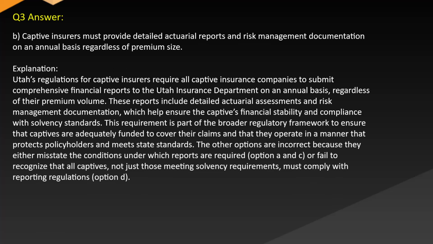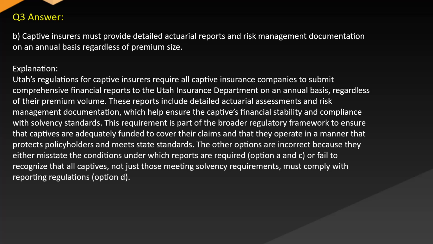Answer: B. Captive insurers must provide detailed actuarial reports and risk management documentation on an annual basis regardless of premium size. Explanation: Utah's regulations for captive insurers require all captive insurance companies to submit comprehensive financial reports to the Utah Insurance Department on an annual basis, regardless of their premium volume.